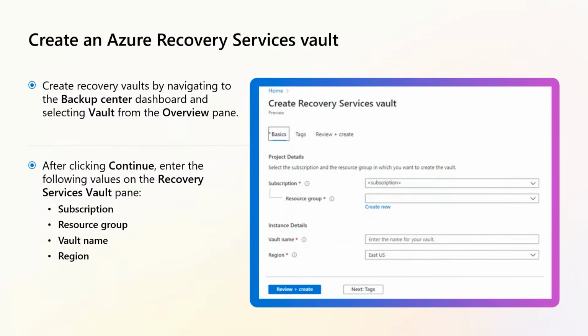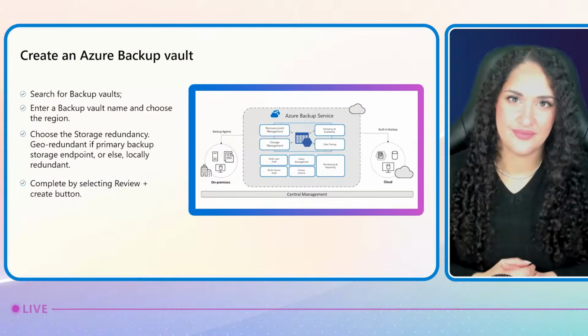And what about backups? Creating a recovery services vault is straightforward. You navigate to the backup center, select Vault, and provide subscription, resource group, vault name, and region. The vault stores recovery points for your resources, so make sure you understand the cross-region restore options and how Recovery Services replicates workloads to secondary locations.